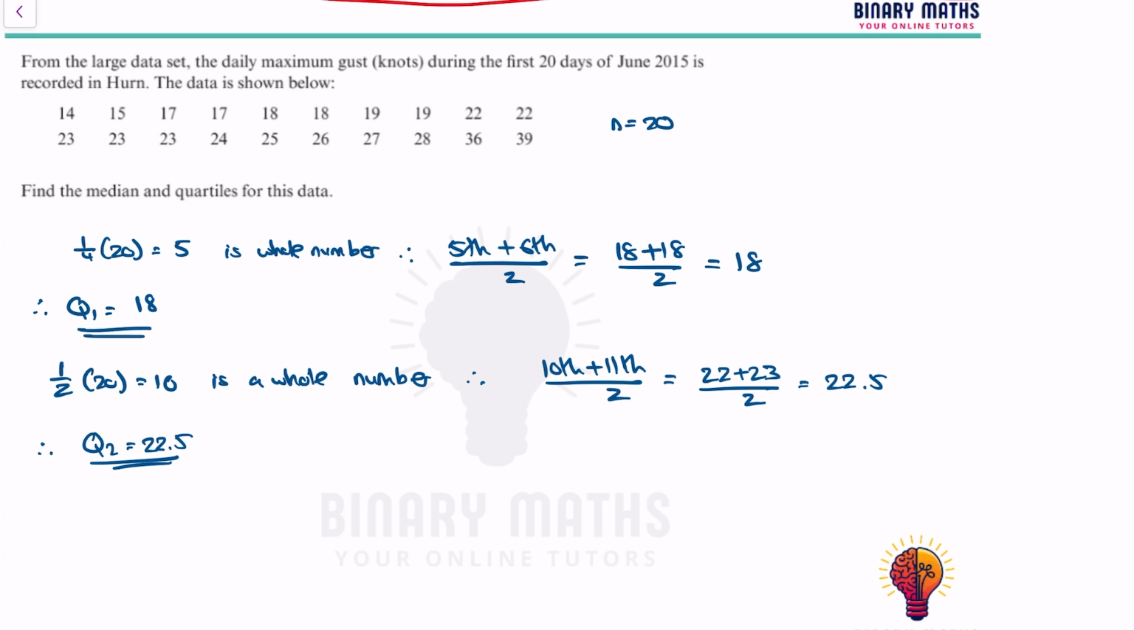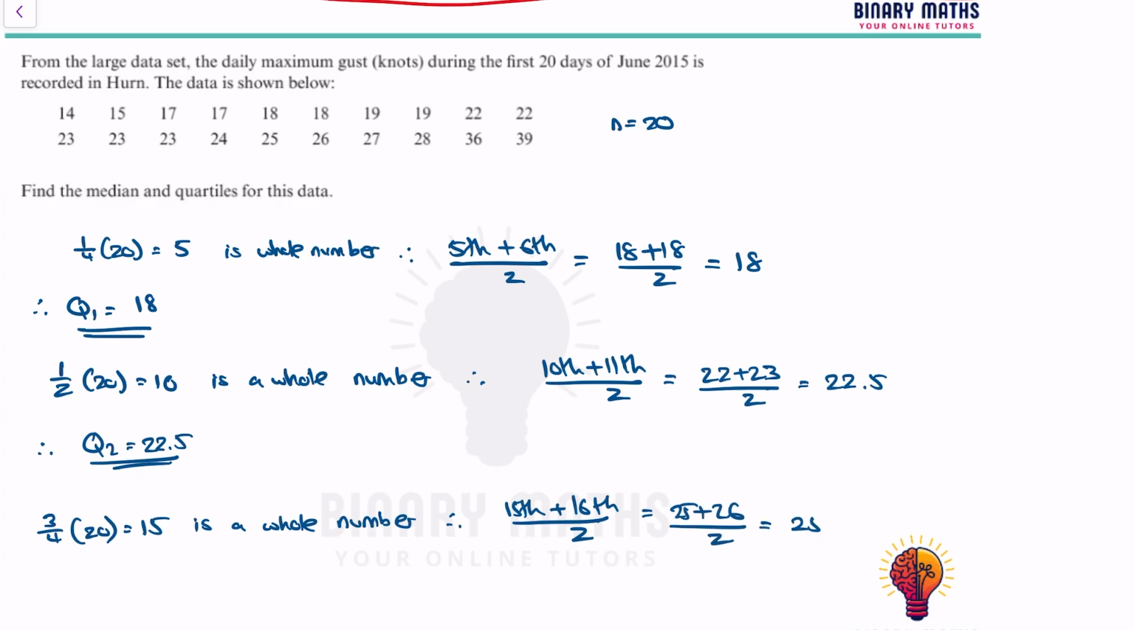Okay, and the last one I need to do is 3/4 of 20, which is 15, which is a whole number. Therefore, I need to take the 15th plus the next number, which is the 16th, and then divide by 2, which is 25 plus 26, divided by 2, which is 25.5. Therefore, Q3 is equal to 25.5.